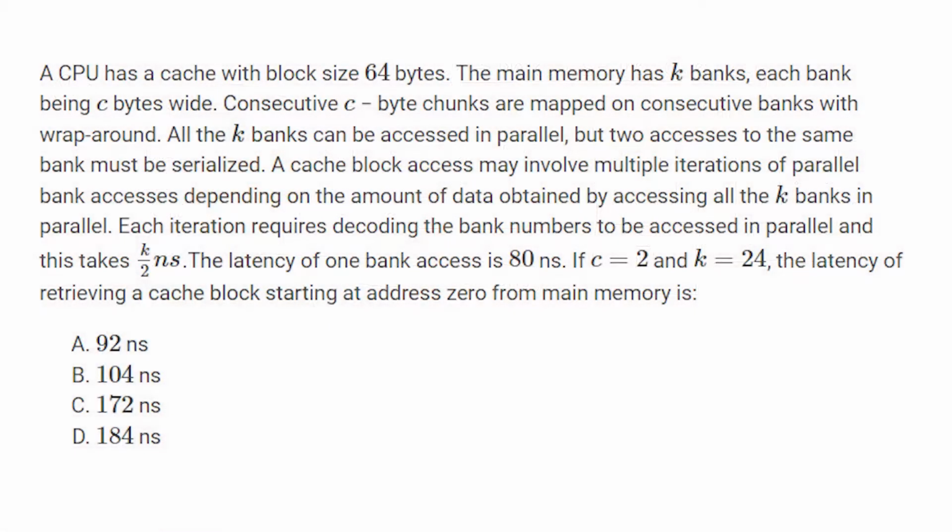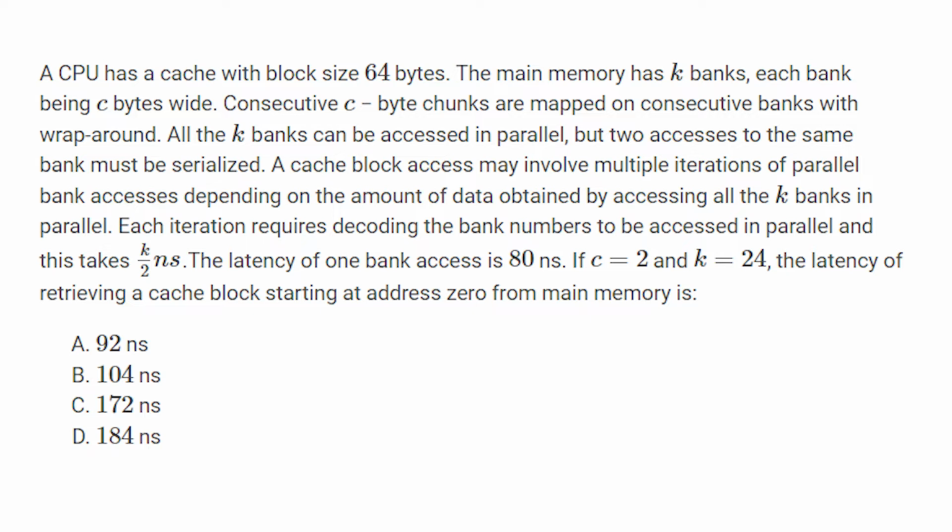A CPU has a cache with block size 64 bytes. The main memory has k banks, each bank being c bytes wide. Consecutive c bytes chunks are mapped on consecutive banks with wraparound. All the k banks can be accessed in parallel, but two accesses to the same bank must be serial.